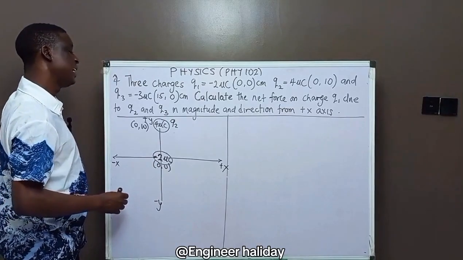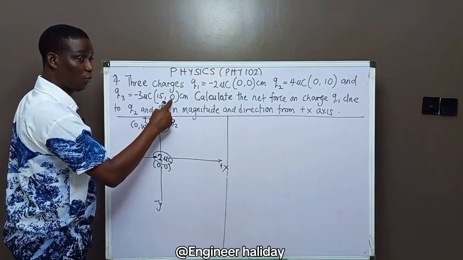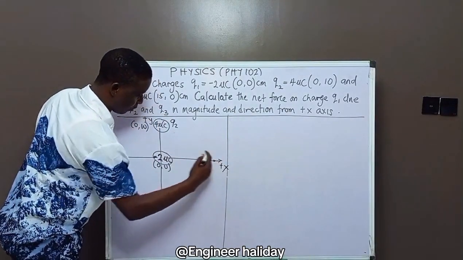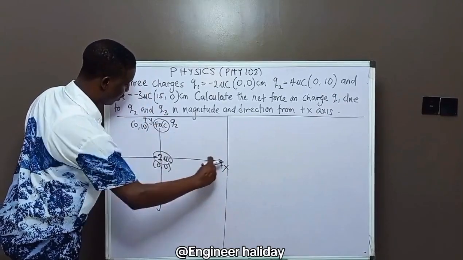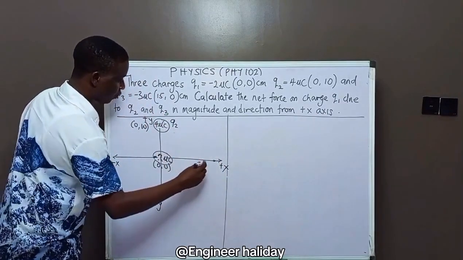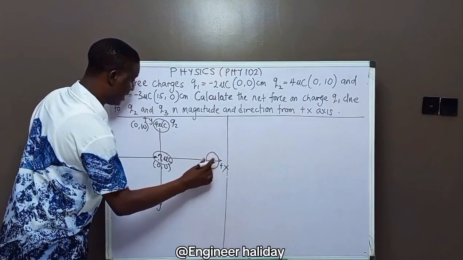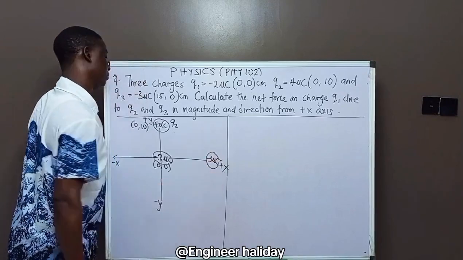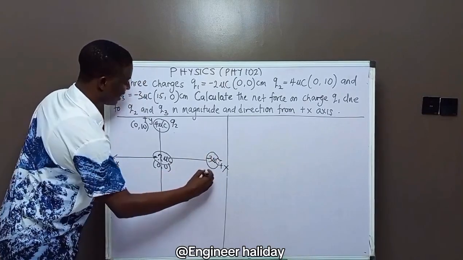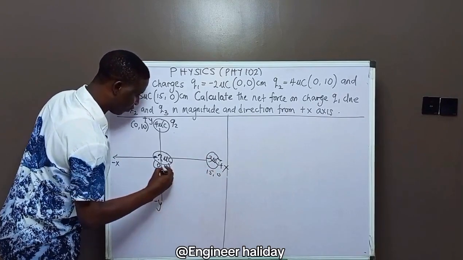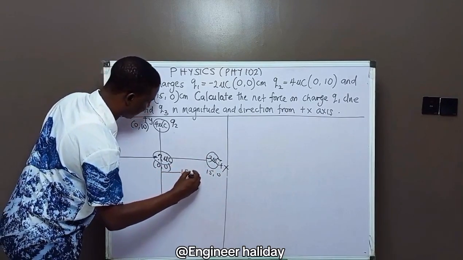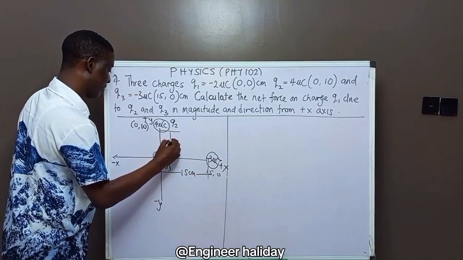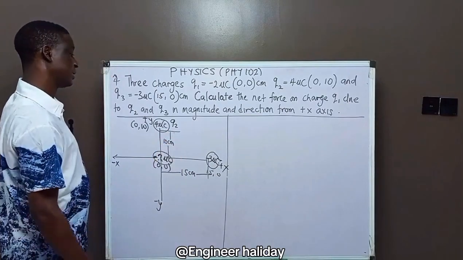Now we have our Q3 placed at x 15, y 0. Let's place it here, on the positive x-axis, x 15, y 0. Y 0 is here, x 0 is here. So let's put it here: minus 3 microcoulombs. Yes, 15, 0. That is to say from here to this place is 15 centimeters, and from here to this place is 10 centimeters. That's what it's telling us.